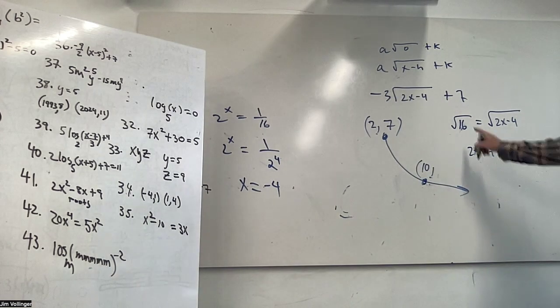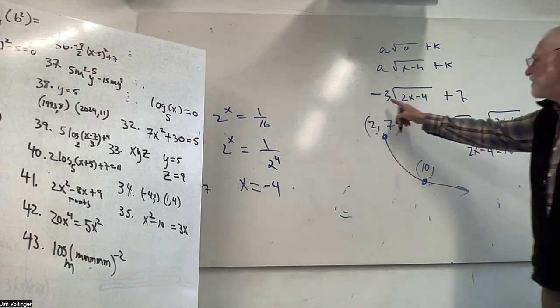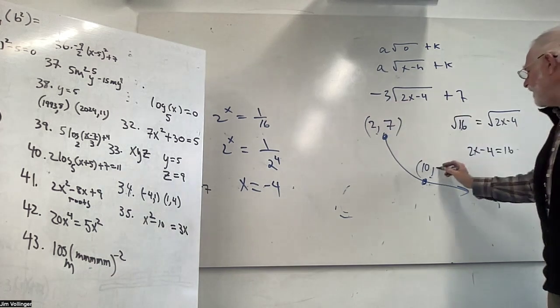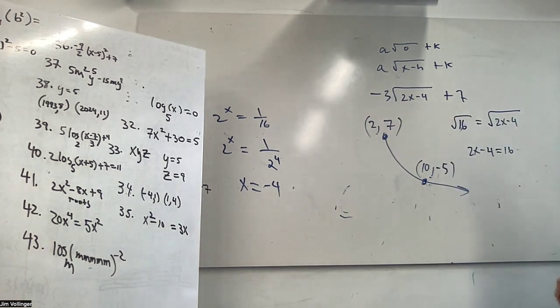Okay, and what is the square root of 16? 4 times negative 3, negative 12, plus 7, negative 5. Okay, wow, that's that graph.